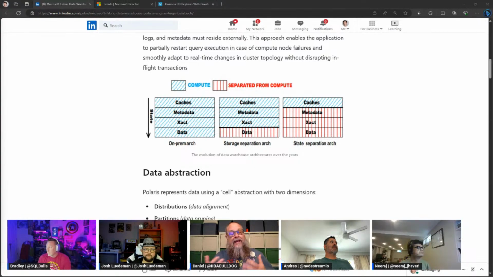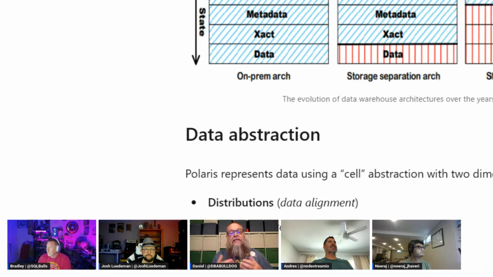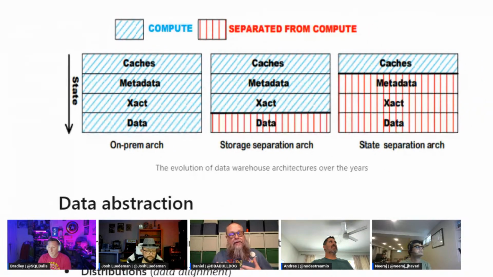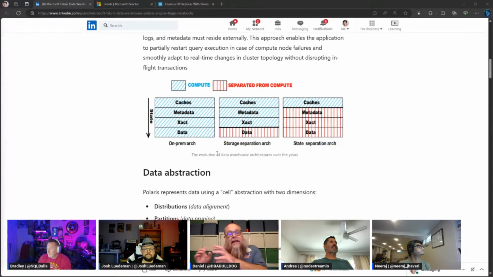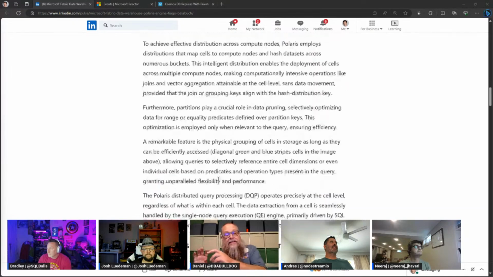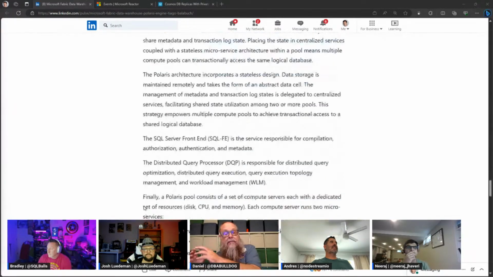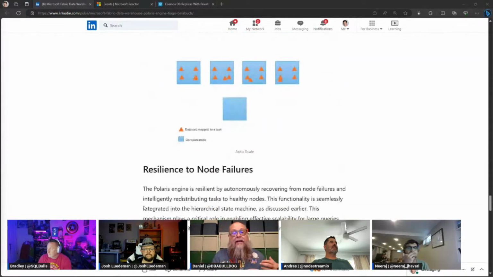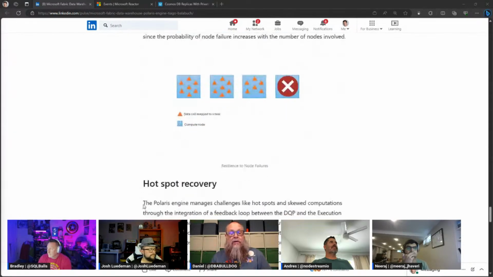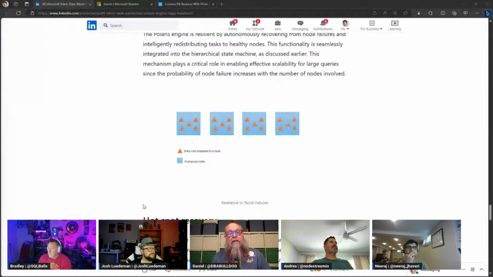We think of data as cells. What this allows us to do with these different distributions and partitions is, let's say we have a node failure or something like that. The stateless layer behind the scenes is able to move the data from a node that has become inactive over to an active node. It also works great with hotspots. If you have a hotspot in your data, it moves it back and forth. So it's a great article.